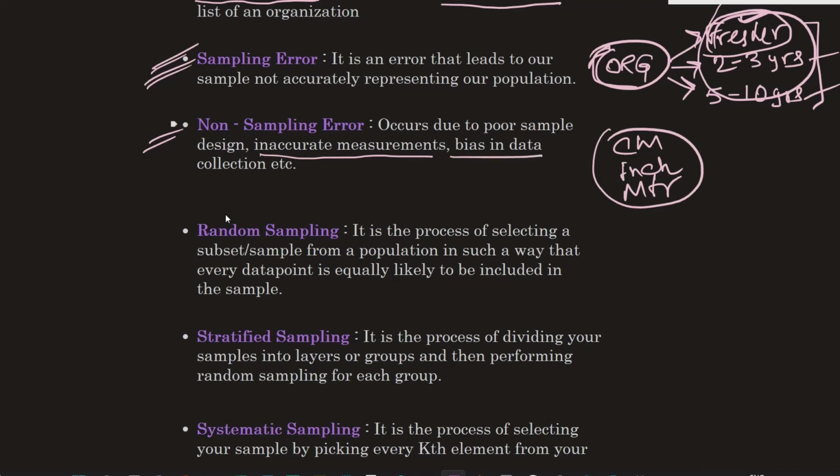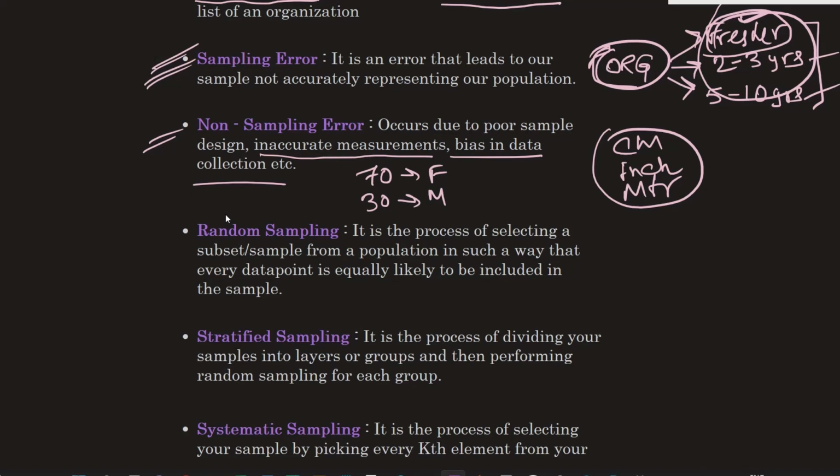Bias in data collection means that you have some bias within your sample. For example, let's say you are collecting some data within an organization, and 70% of your data is coming from the female employees and only 30% of the entire sample is coming from the male employees. This is called the bias in your data collection. So I hope that the idea of sampling error and non-sampling error is now clear to you.